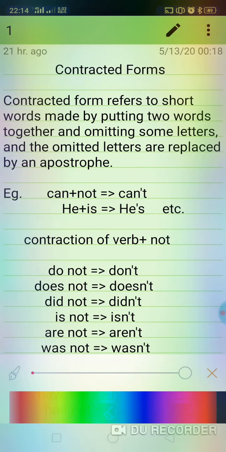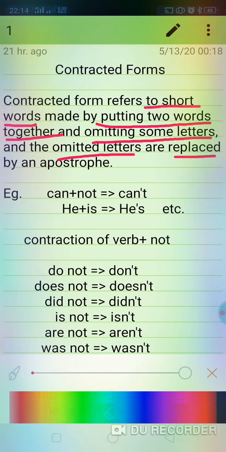Contracted form refers to short words made by putting two words together and omitting some letters, and the omitted letters are replaced by an apostrophe. It means when two words are put together, we omit, means remove, some letters from the words that are to be contracted, and we replace the removed letters by an apostrophe.